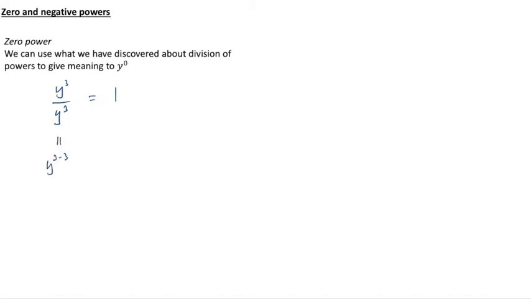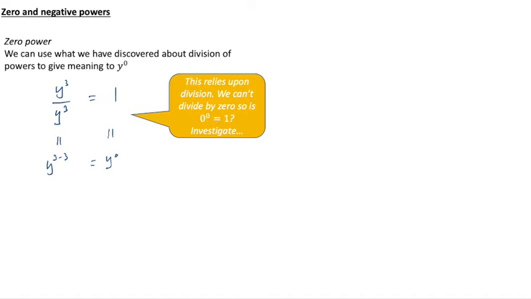But if we use our previous rule and say, well, we want it to work in other situations, then we can say that y cubed divided by y cubed is y to the 3 minus 3, and that is equal to y to the power of 0. And therefore, because all those things are equal, we can say that that is equal to 1. And notice here, we've relied upon division. We can't divide by 0, so is it true to say that 0 to the power of 0 is equal to 1? And I'll leave that as something for you to investigate.